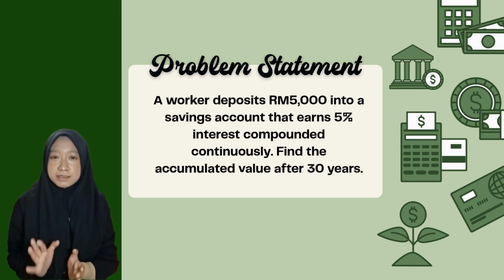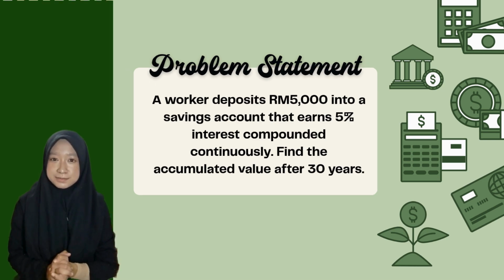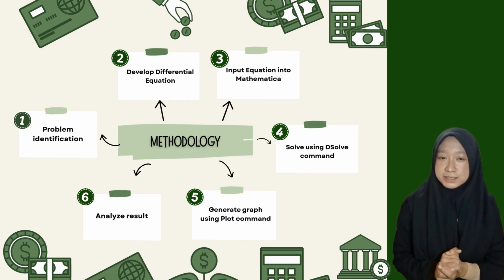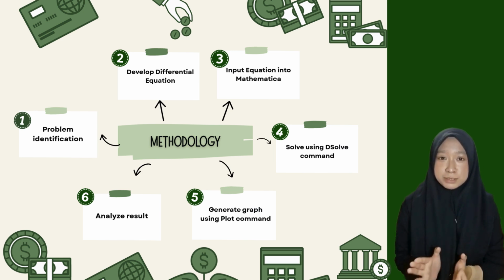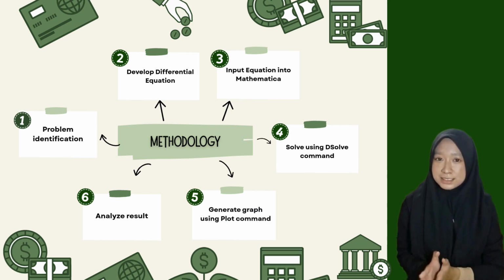A worker deposits 5,000 ringgit into a savings account that earns 5% interest compounded continuously. Find the accumulated value after 30 years. First, to solve the problem statement, we need to identify the problem, where in this case, we need to find the accumulated value of money for 5% interest after 30 years.